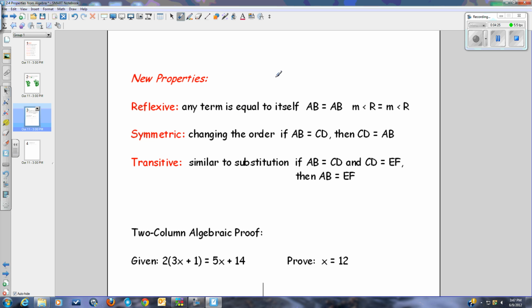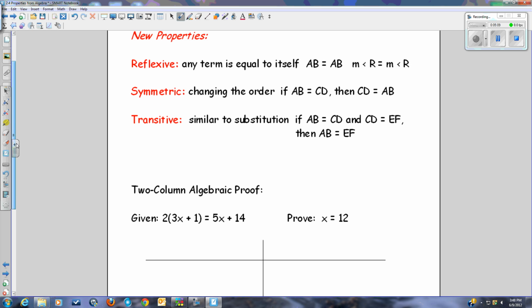Some of the new properties that you're seeing here. The reflexive property. Any term is equal to itself. In other words, if you had a statement like the measure of AB equals the measure of AB, or the length of AB equals the length of AB, or the measure of angle R equals the measure of angle R, anything is equal to itself. Symmetric property just changes the order. If AB equals CD, then CD equals AB. Transitive property. It's similar to the substitution property. If AB equals CD and CD equals EF, then AB is equal to EF.